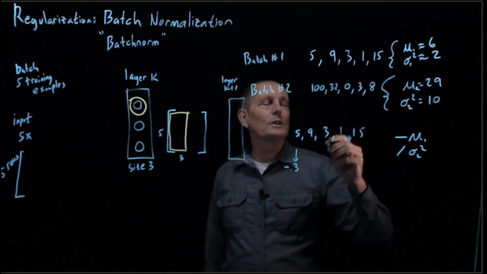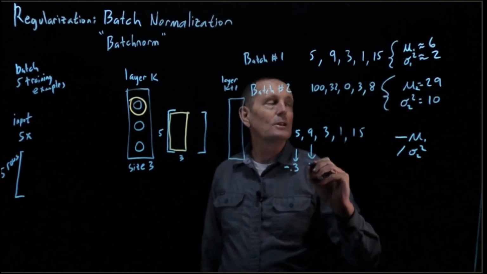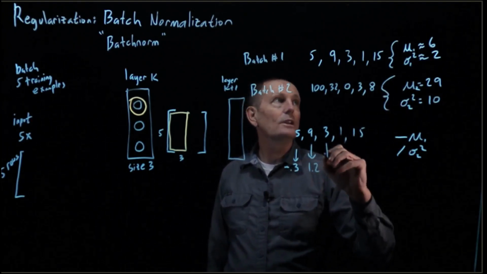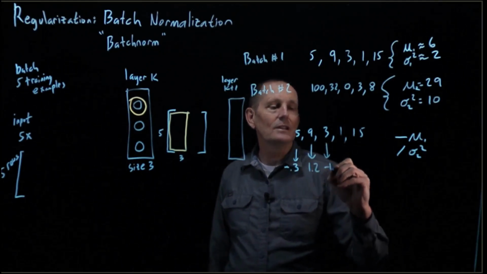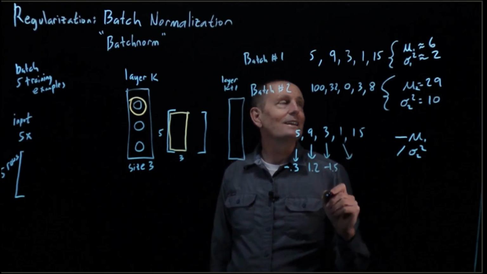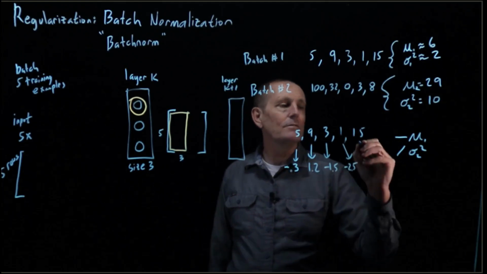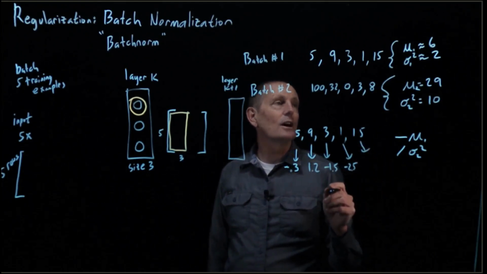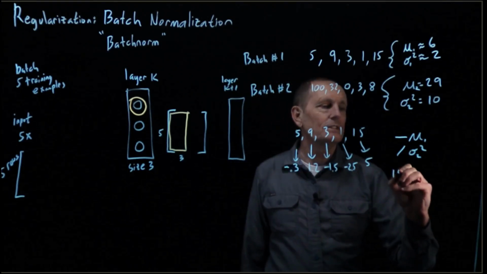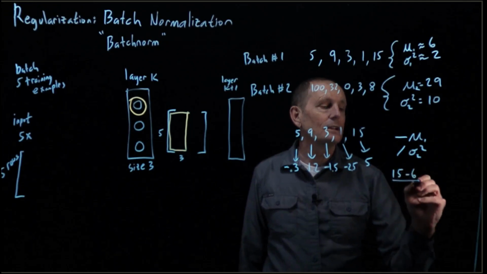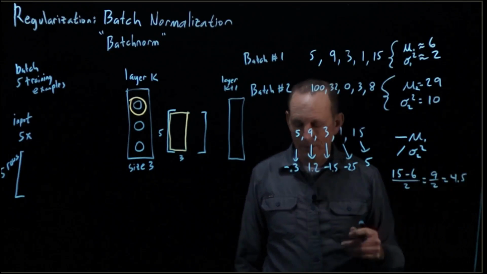9 is more than 1 standard deviation above 6, so that would be 1.2, let's say. 3 is maybe 1.5 standard deviations below the mean. 1 is more than 2 standard deviations below the mean. And 15 is quite a few standard deviations above the mean, so this is maybe 5. Let's just try this one. 15 minus 6 divided by 2 equals 9 divided by 2 equals 4.5. So I was close on that.